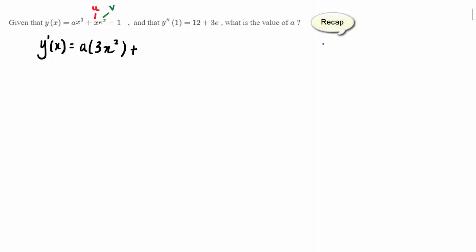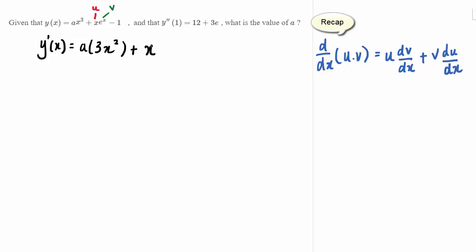Let's recap on the product rule. So when we differentiate with respect to x two functions in terms of x, we will get u multiplied by dv dx plus v multiplied by the differentiation of u with respect to x.